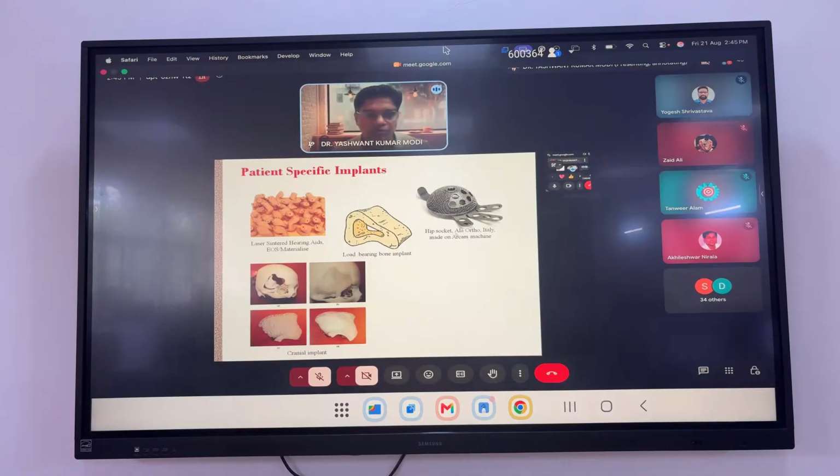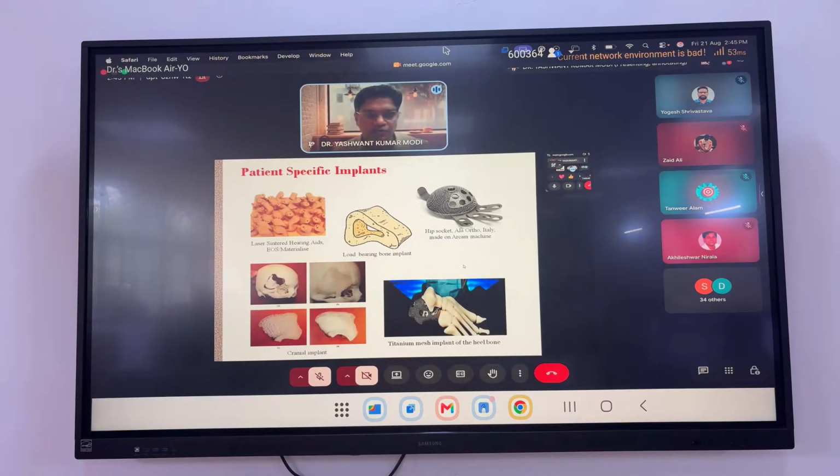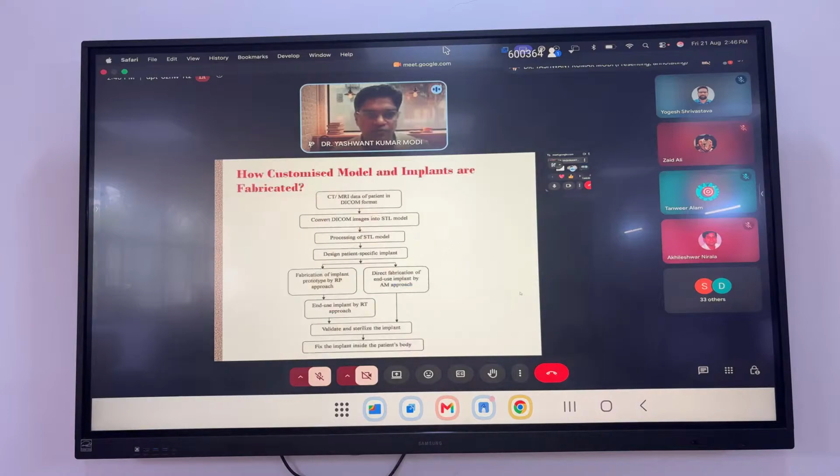Then here is a metallic hip socket. Then there is an example of titanium mesh heel, particularly from a patient who was having cancer in his heel bone. So his heel bone was removed through operation, and an artificially developed, additively manufactured heel was implanted inside the body. Right. Then dental implants are also there. They can also be fabricated using 3D printing technology.